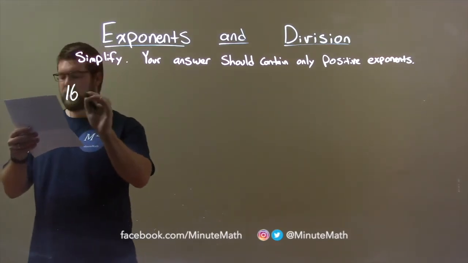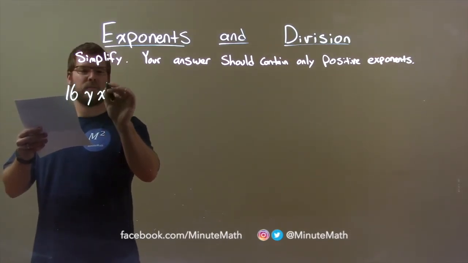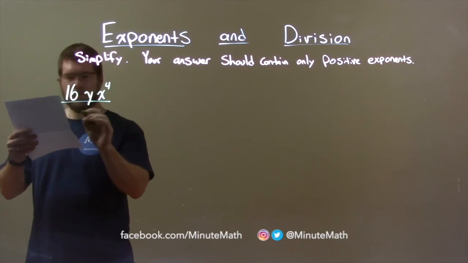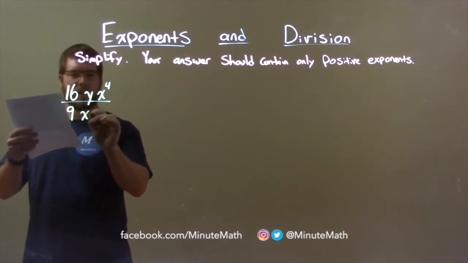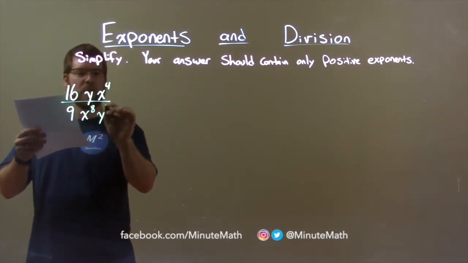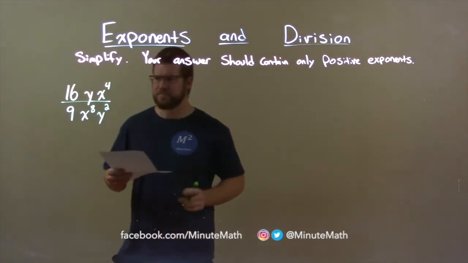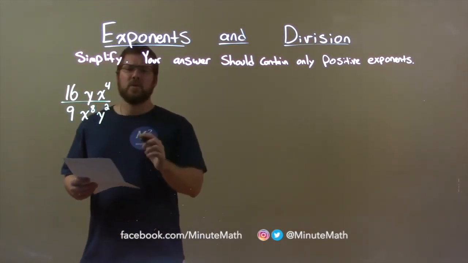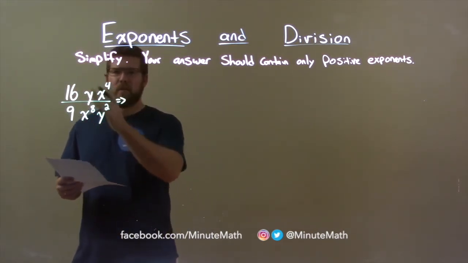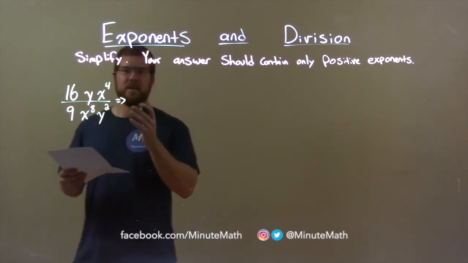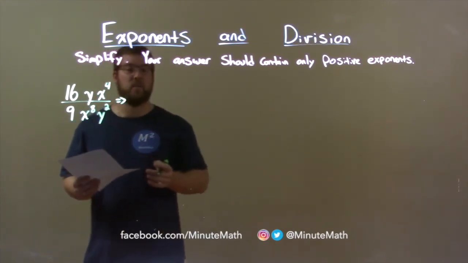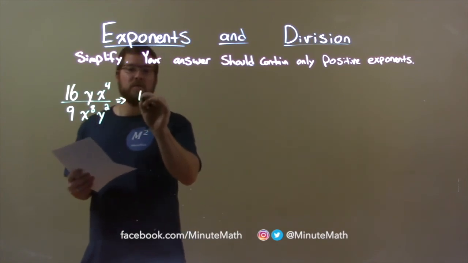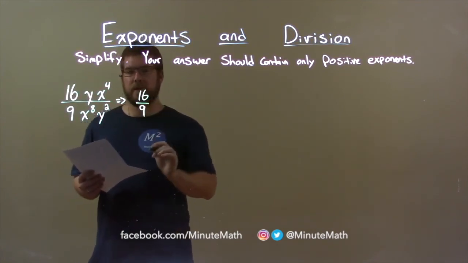16y x to the 4th power over 9 x to the 8th y squared. All right? So we first want to look at our coefficients here. Can we break that down? Can 16 and 9 be divisible or simplified in any way? The answer is no. We have 16 over 9 here.